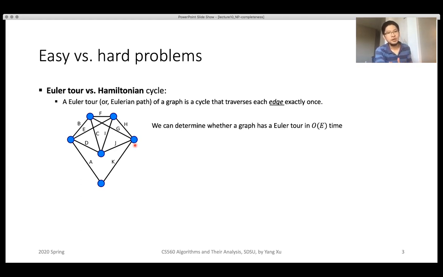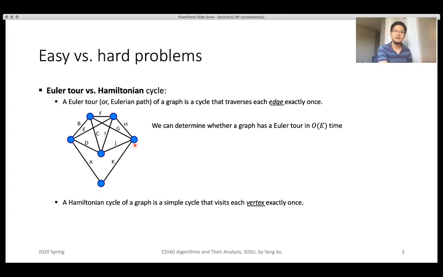And we can determine this problem within linear time. All we need to do is to examine the properties of each vertex. As long as all of them satisfy some properties, then we can guarantee that the Euler tour exists. The other problem, called the Hamilton cycle, looks similar, but it's quite different in nature. A Hamilton cycle of a graph is a simple cycle that visits each vertex exactly once. So the difference is vertex versus edge. This is a whole different question, right?